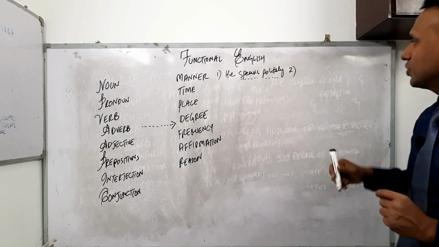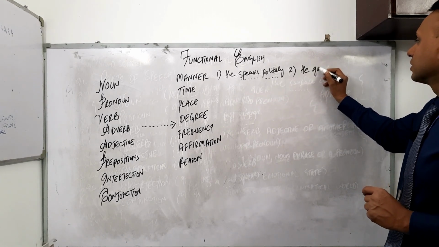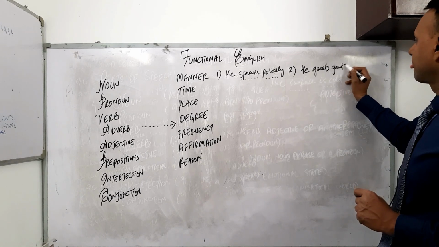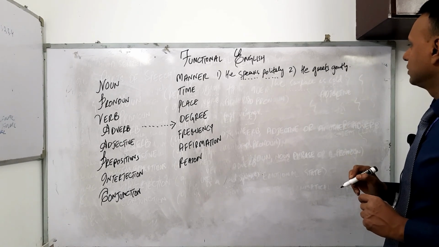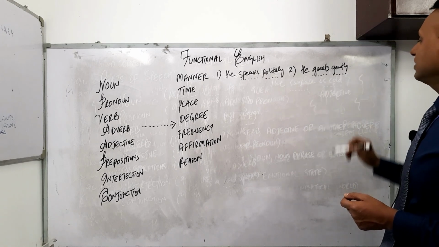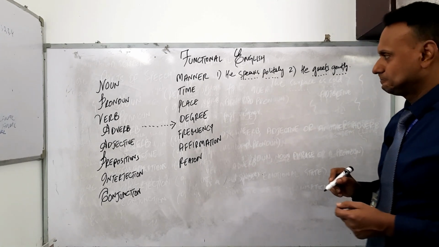Okay. Now we want to write another sentence, and if I say he greets gently. Okay. That's another one. He greets, greeting is a verb. Gently is telling us the manner. So he greets gently. Okay.